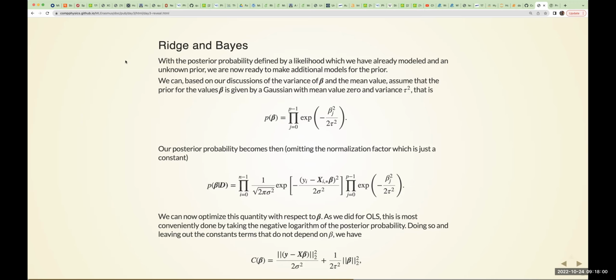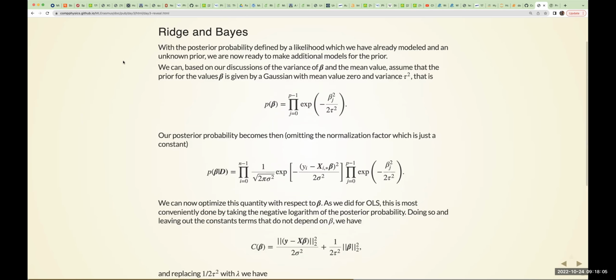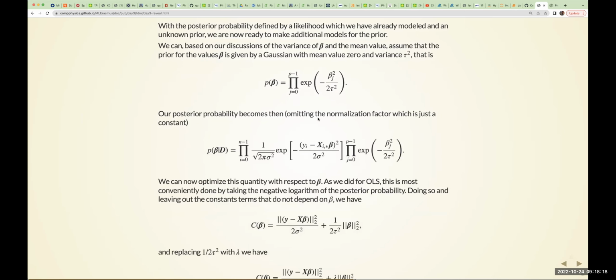Okay, so the discussions which we had before the break was actually now to use Bayes' theorem and assume that the parameters beta follow a normal distribution with 0 mean value and a variance tau squared. And when we do that, we can then develop a posterior probability and we have skipped these normalization factors, which just give us a constant, then we have a probability which simply runs like a normal distribution for the outputs y of i, multiplied with a normal distribution for the parameters beta.